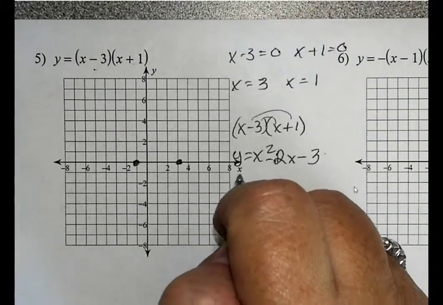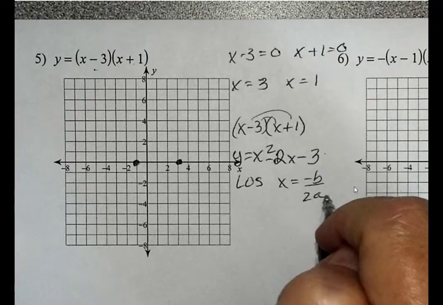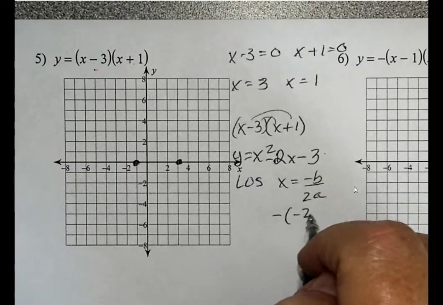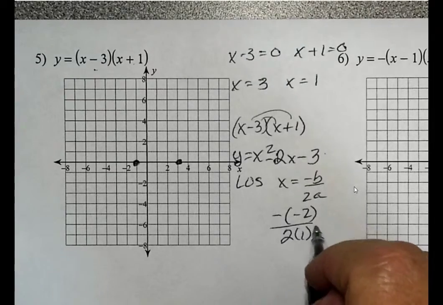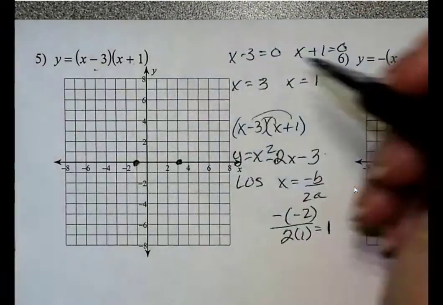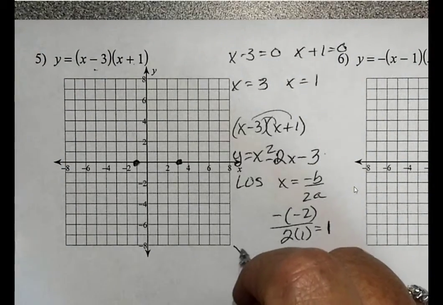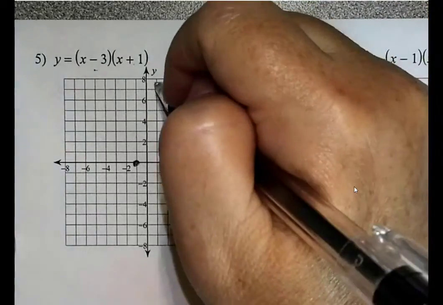Okay, when I find my line of symmetry, LOS, x equals the opposite of b divided by 2a. So that's going to be the opposite of negative 2 divided by 2 times 1. So positive 2 divided by 2 is going to be 1. So that tells me my line of symmetry is at x equals 1.